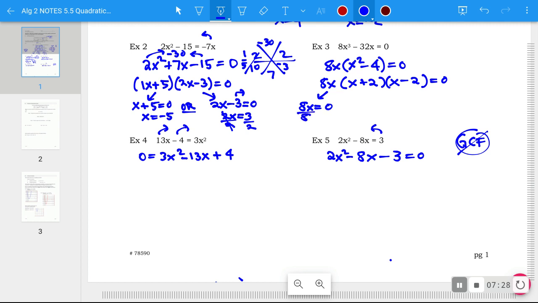Dividing by 8 here will give our first answer. 0 is our first answer. If you set x plus 2 equal to 0, you'll get x equals -2 as your answer. And over here, x minus 2 equals 0 yields an answer of 2.